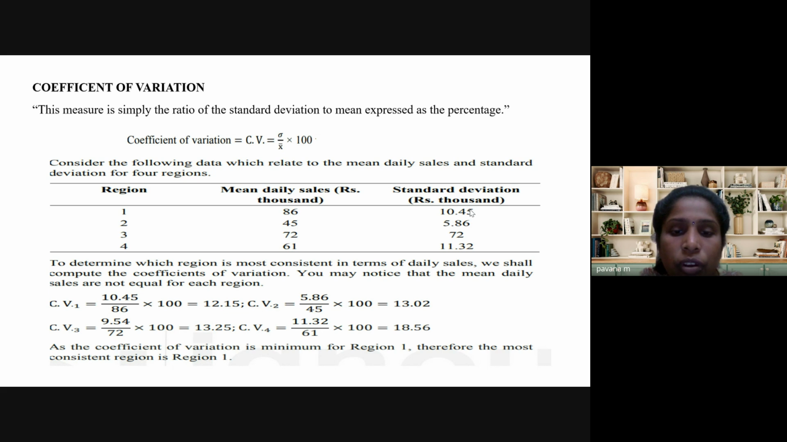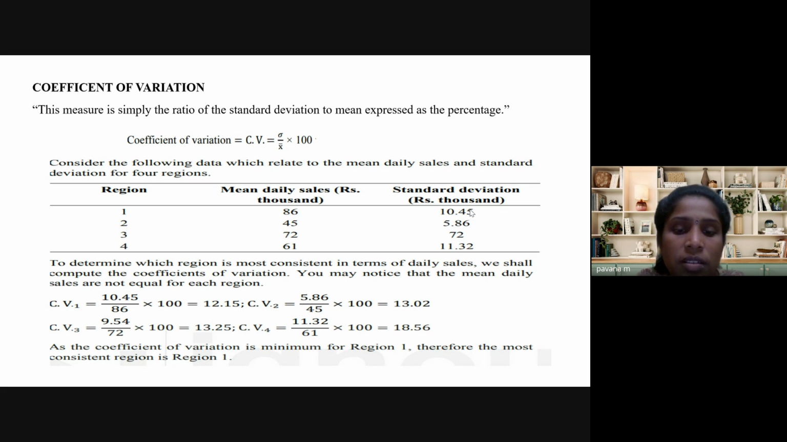So how do we calculate the coefficient of variation? It is sigma by x bar into 100. For the first region, the mean daily sales x bar is 86 and the standard deviation sigma is 10.45. So CV1, the coefficient of variation for region 1, is 10.45 by 86 into 100, which is 12.15. For the second region, the average is 45 and the standard deviation is 5.86, so 5.86 by 45 into 100 is 13.02.